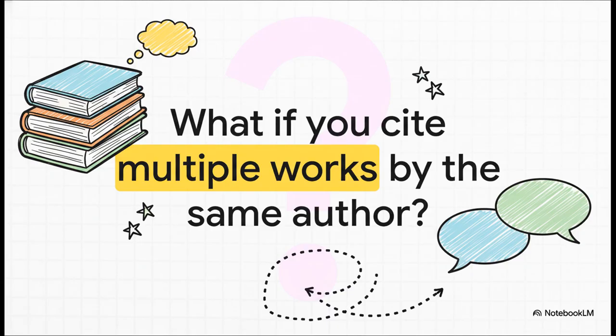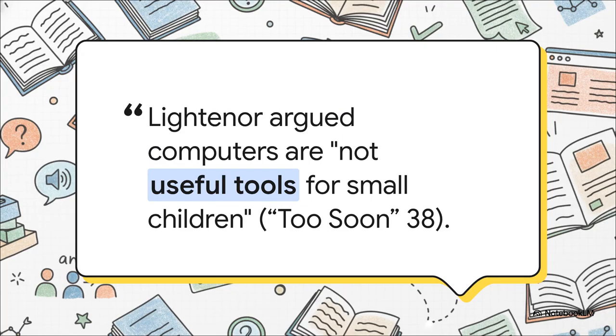You might be using 2 or 3 different books or articles by the exact same person. So if you just put their last name, how will your reader know which one you're talking about? The fix is simple. You just add one more piece of information. Inside the parentheses, you include a shortened version of the title. So here, using too soon and hand-eye development makes it crystal clear exactly which of Leitner's articles is being quoted at that moment. No confusion.